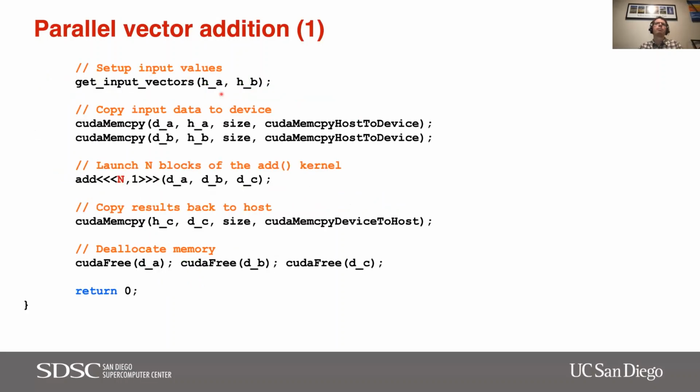And let's assume I get my input data from somewhere. That's my input vectors A and B. And now I want to do the vector addition. I do the same thing. I copy the vectors from the host to the device with CUDA mem copy.